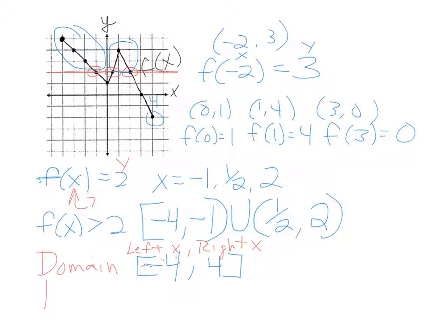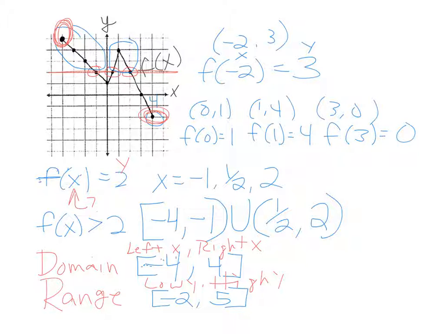The range will be all of the y values, from the lowest y value to the highest y value. The lowest y value, this lowest point, the y value is -2, and it's solid there, so we put a bracket. The highest y value will be this point right up here, and y is 5 there, and it's solid, so a bracket. So domain is the farthest left x to the farthest right x. The range is the lowest y to the highest y.